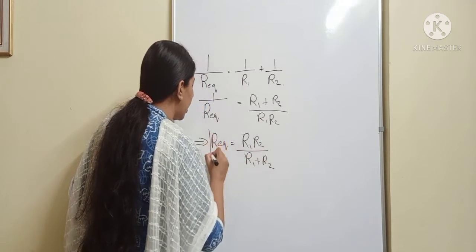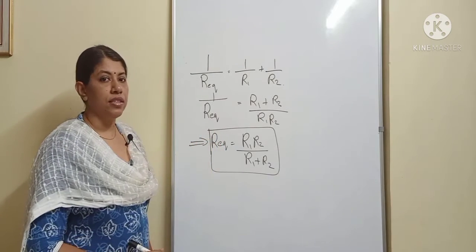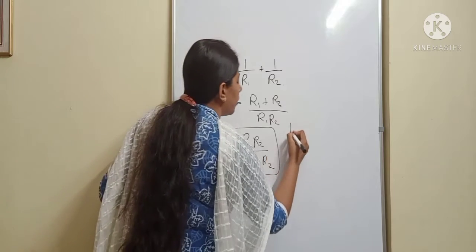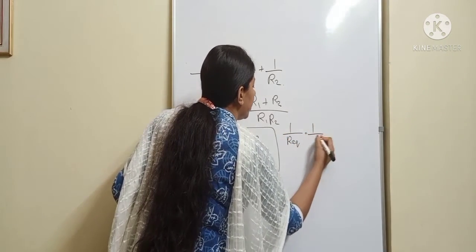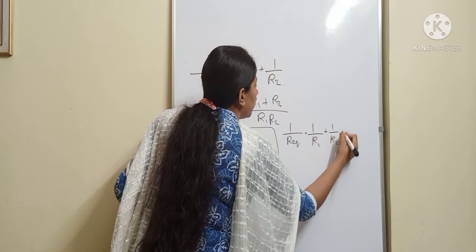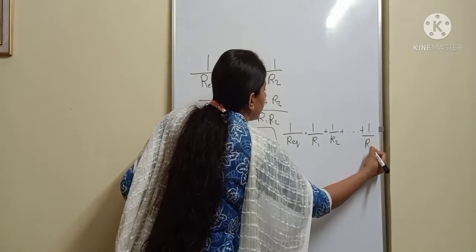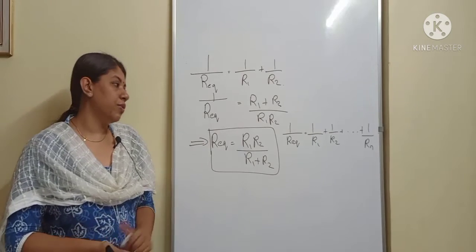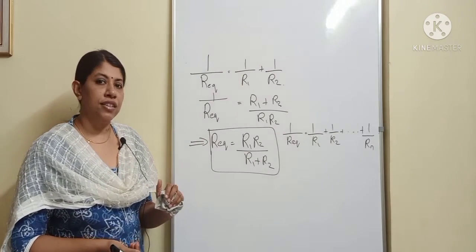This is how you calculate the equivalent resistance when two resistances are there. If there are more resistances, then the equation will become 1/R equivalent = 1/R1 + 1/R2 + ..., and up to however many resistors there are, you have to add the reciprocal. This is how you will calculate the equivalent resistance of a given parallel circuit.